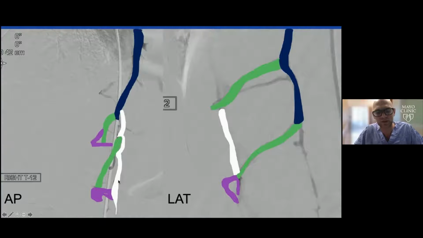So typically, when we're embolizing these things, my preference is to get some in the epidural, a lot in the foramen, some in the paraspinal, and then there is an intercostal vein that goes out laterally. So I like to have a little bit intercostally as well.